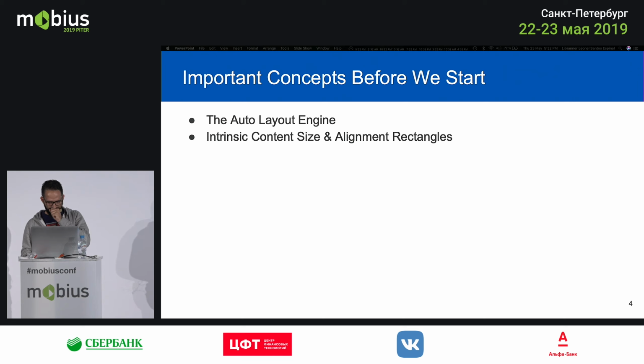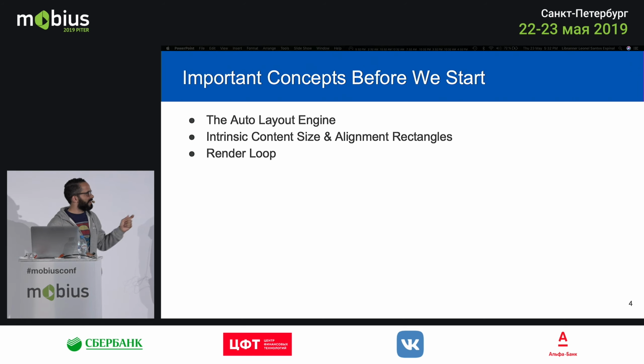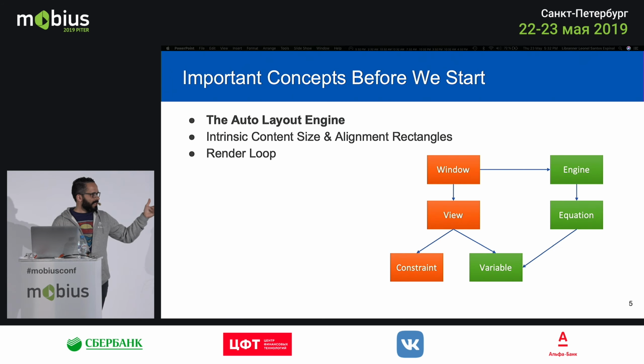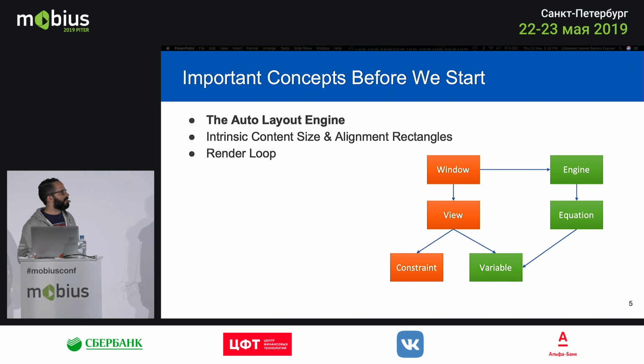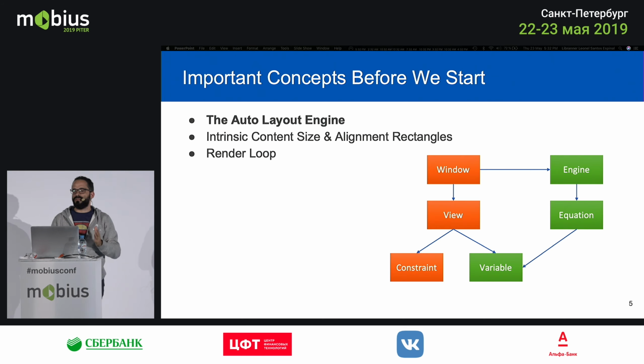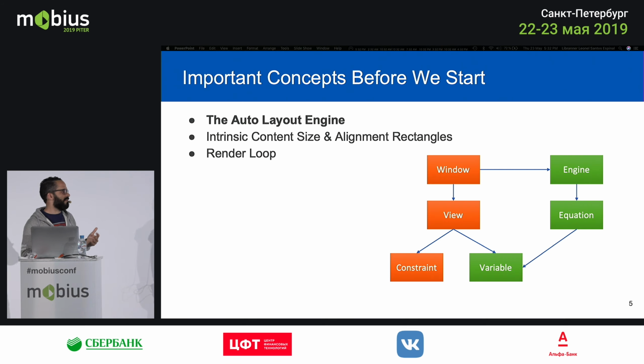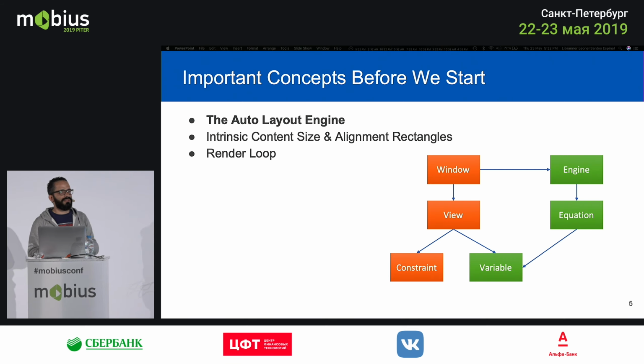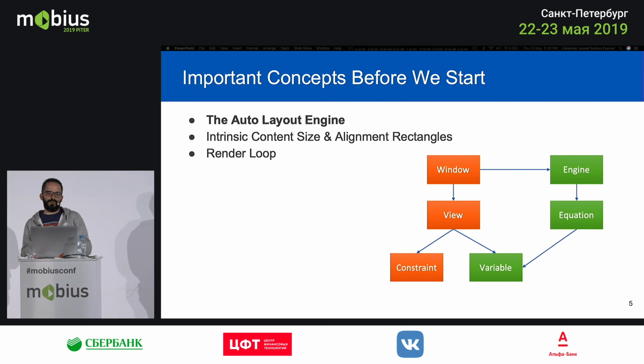So the auto layout engine, intrinsic content size and alignment rectangles, and the render loop. Those are the three important concepts we will be discussing here. This graphic on my left has everything. It has the engine, which is the green square at the top, which is the auto layout engine. And this window refers to the screen you normally see when you're running an iOS application. You can have as many views as you want. And the constraints, which are just like equations that represent a relationship between one or more views.